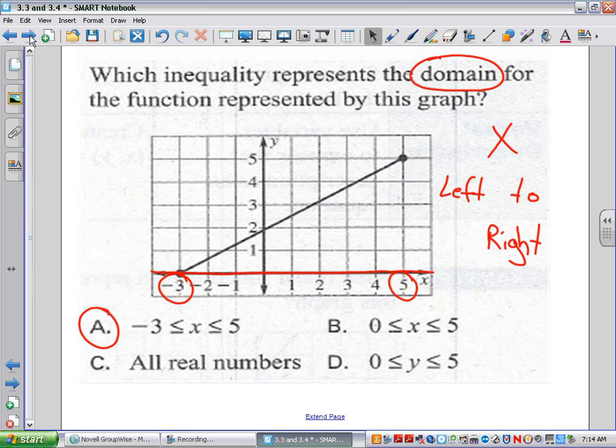So again, make sure you know vocab words: vertical line test, domain, and range.